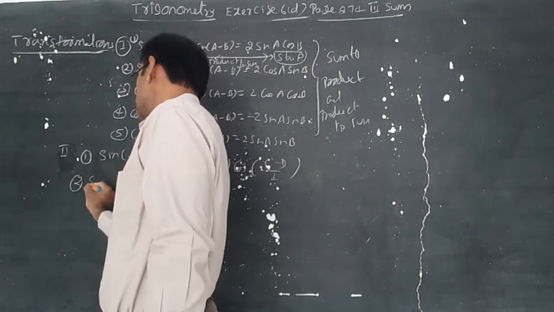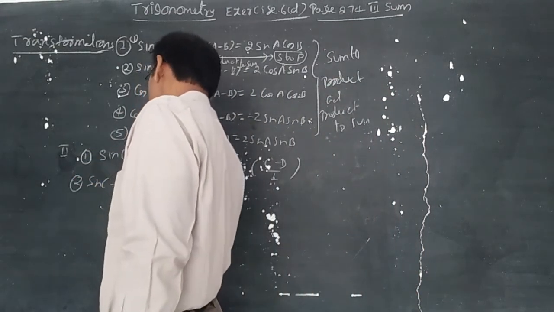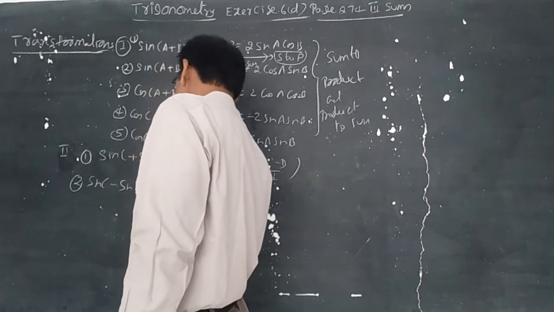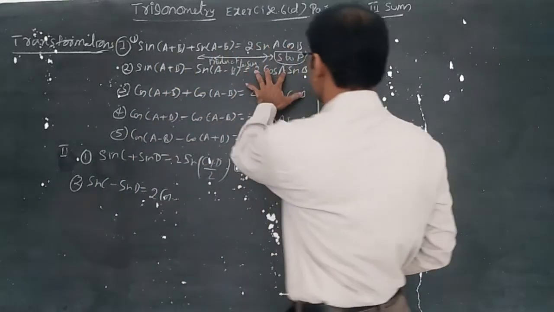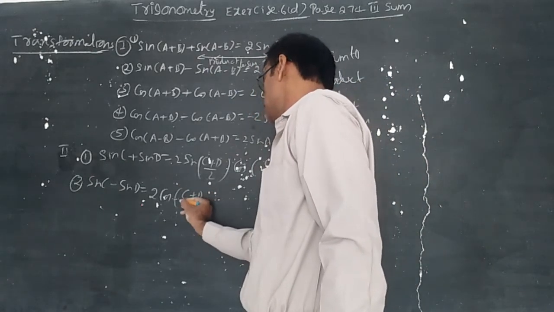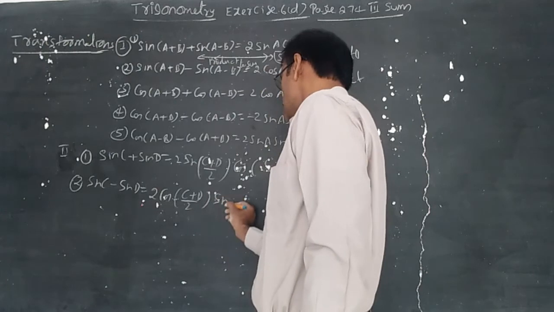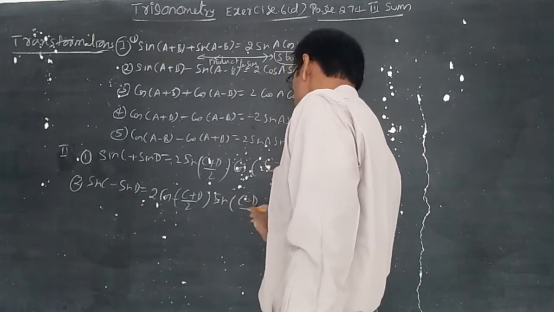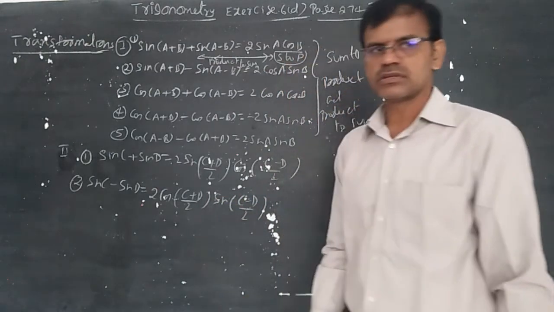Second one: sin c minus sin d. Same formula like this: 2 cos of c plus d by 2 into sin of c minus d by 2.